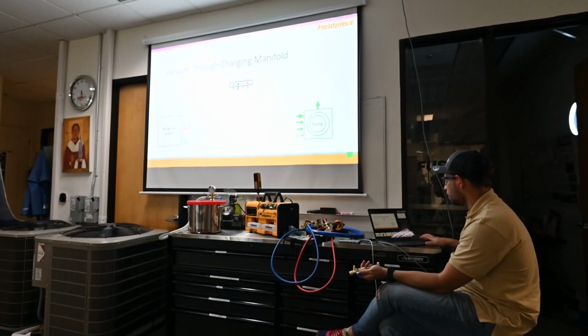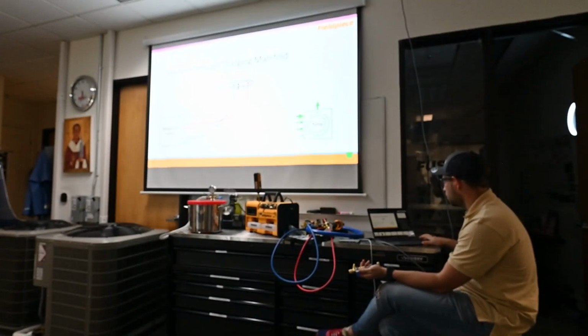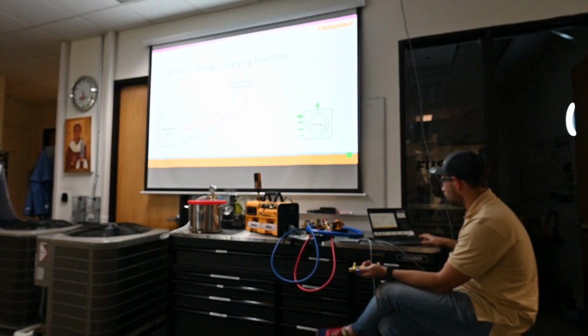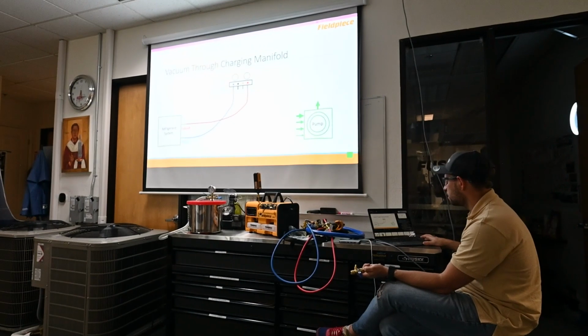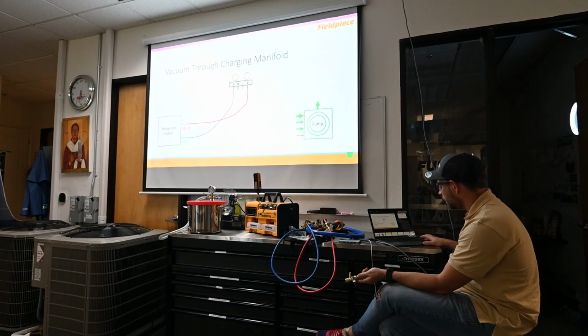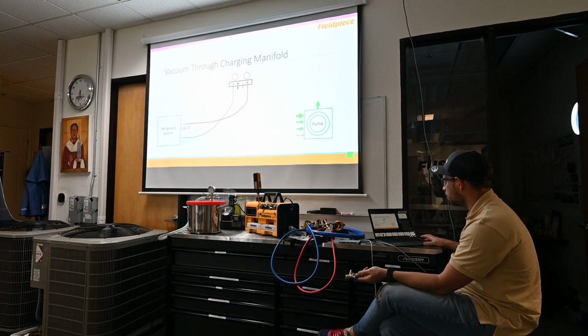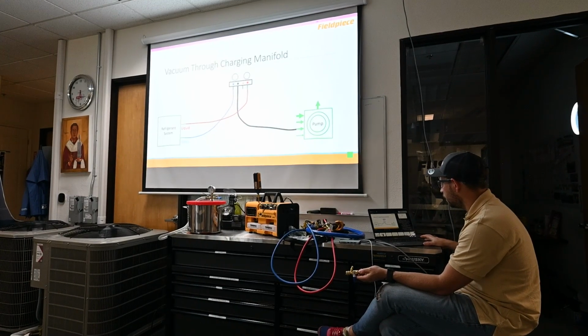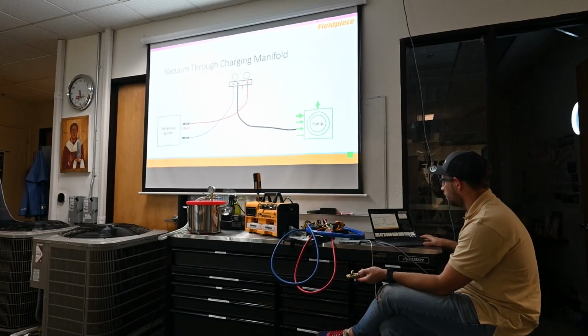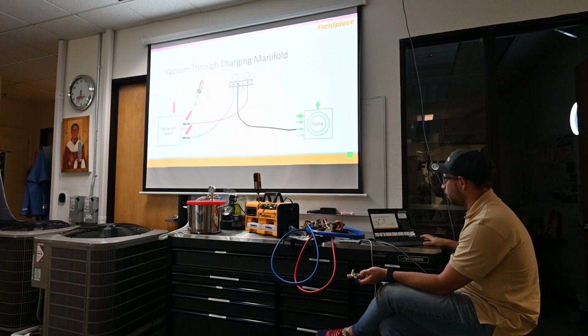Vacuum through the charging manifold. We connect our manifold gauge to the refrigerant system. The red hose is connected to the liquid line. The blue hose we connect to the vapor line. And the black hose we connect to our vacuum machine. We can put one or two micron gauges. It doesn't matter. We can put micron gauges on the liquid or vapor line.